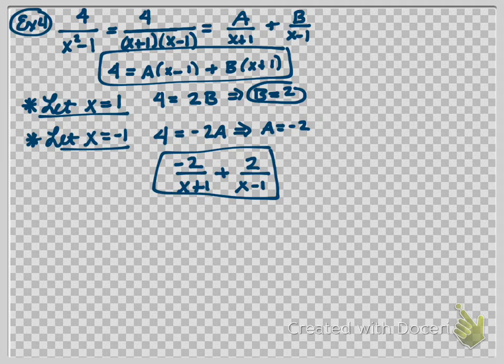Because now look at our decomposition that we've just arrived at. I have negative 2 over x plus 1 plus 2 over x minus 1. Now I'm going to integrate that, right? Because the integral of the original is the integral of that sum. You with me? So if I were going to integrate negative 2 over x plus 1, what would I do?